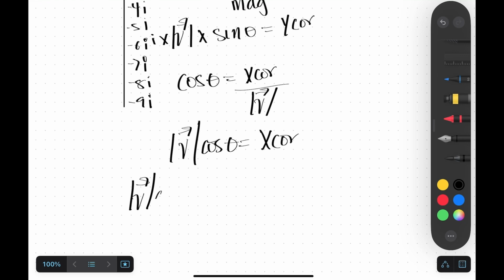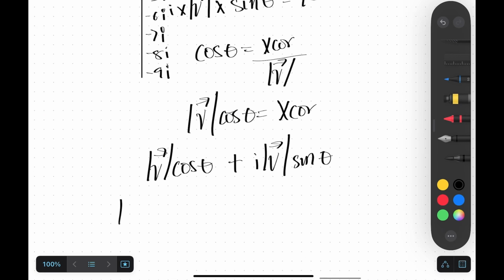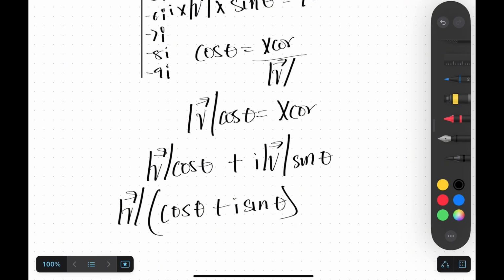Now we can write our complex number as the magnitude times the cosine of theta plus the magnitude times i times the sine of theta, a plus bi. Factoring out the magnitude leaves us with magnitude times, then brackets, cosine of theta plus i sine theta.